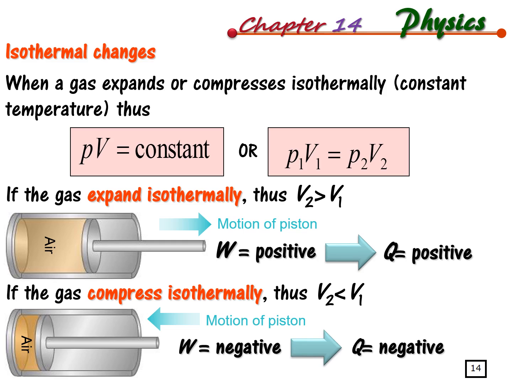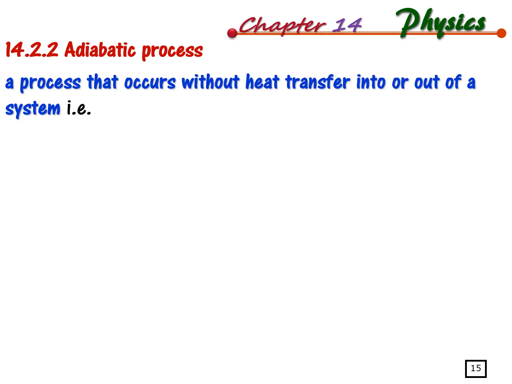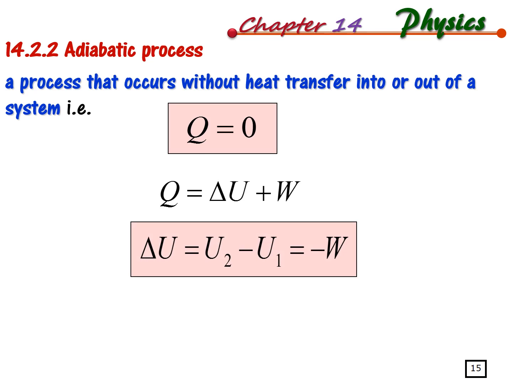The second process will be adiabatic process. An adiabatic process is one of the thermodynamic processes that occurs without heat transfer into or out of the system. So that means Q equals 0. There is no exchange of heat. So the first law of thermodynamics becomes delta U equal to negative W. Delta U equal negative W.